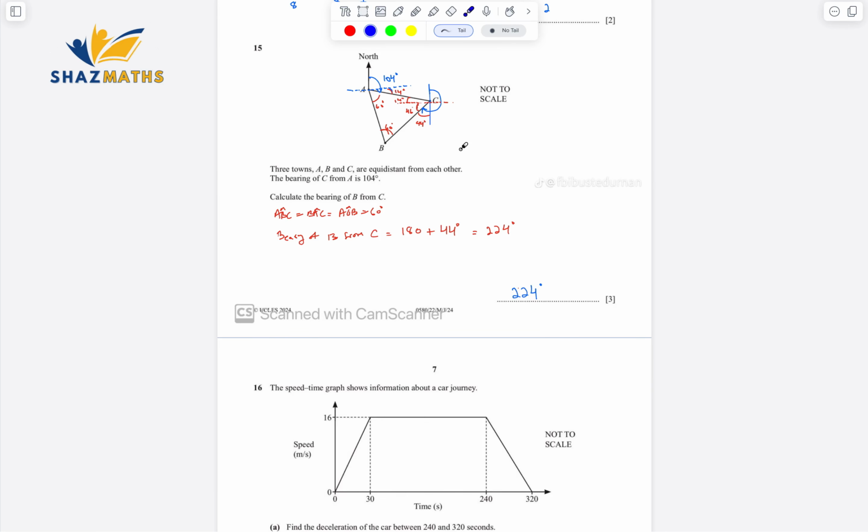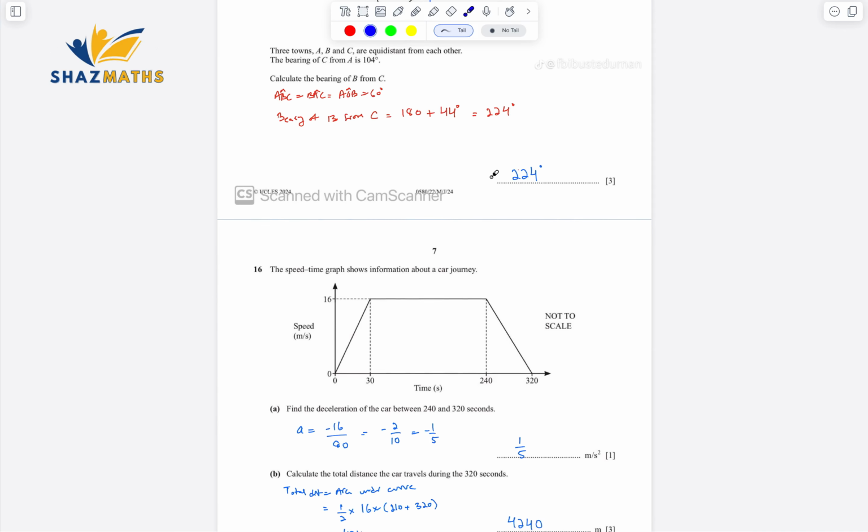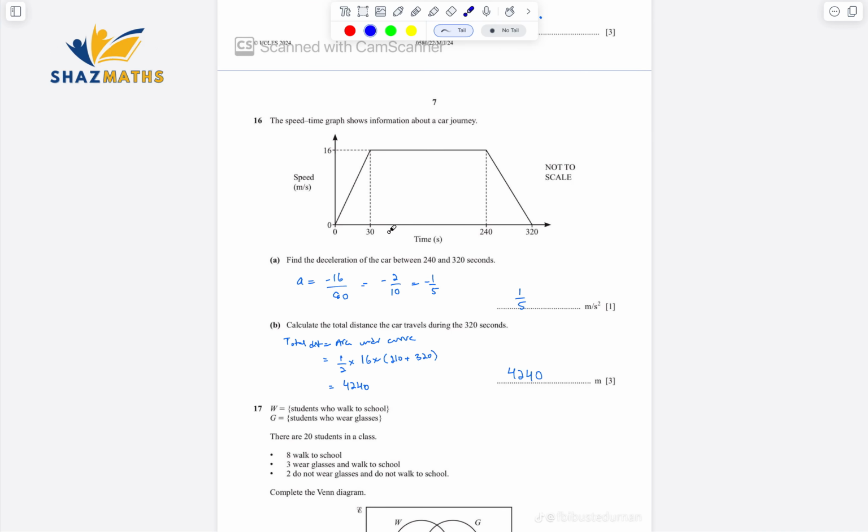Speed time graph shows the information of a car. Find the deceleration of the car between 240 and 320 seconds. 240, 320, I can see it's decelerating exactly. So rise by run because the gradient is acceleration. So because it has already said deceleration, I'm not going to use the negative in the answer. So that would be y2 minus y1, that is negative 16 over x2 minus x1. 320 minus 240 is 80, right?